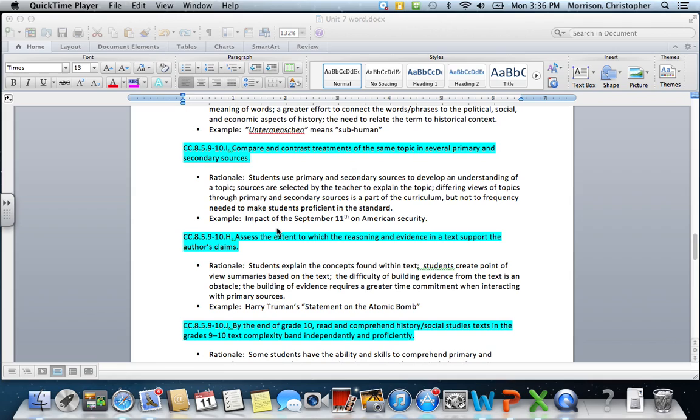For primary sources, I do that because I like the students to understand differing points of view from the authors. Secondary sources, I don't do that. I decide this is the source I think is the best to represent the information I want them to know, and that's what they read. So the example: impact of September 11th on American security.